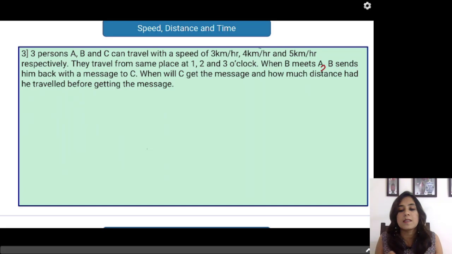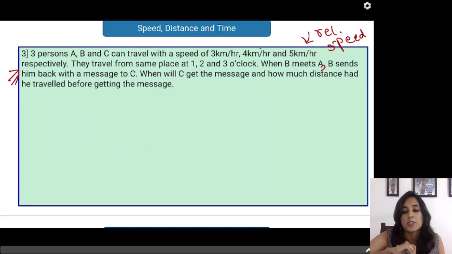So guys, this is a simple concept. This question is testing a simple concept of relative speed. I am going to cover relative speed in detail in our train section and also in boat and stream section. But for the time being, this is a simple question. Please solve it and your time starts now.